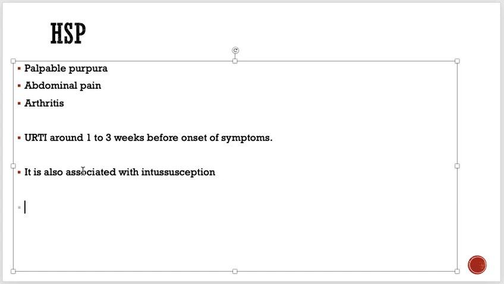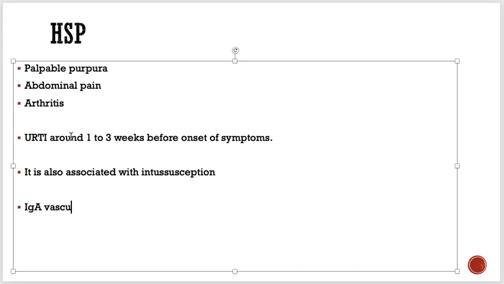So all these things. Now guys, one thing which is not written over here, but see that immune complexes are circulating in the blood. I told you this is also called IgA vasculitis.